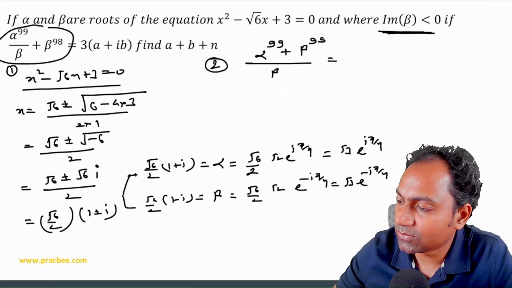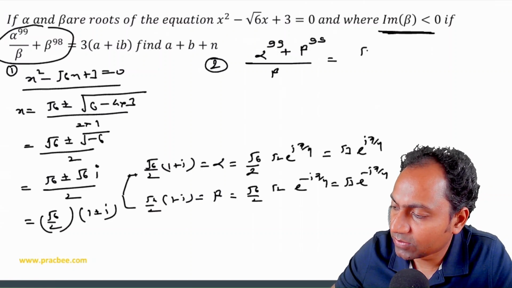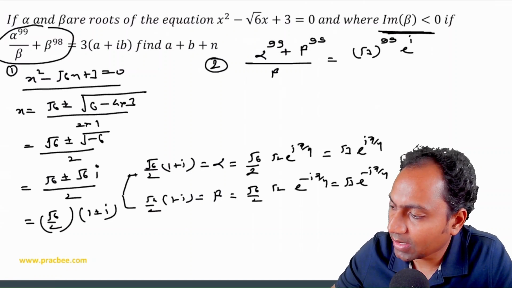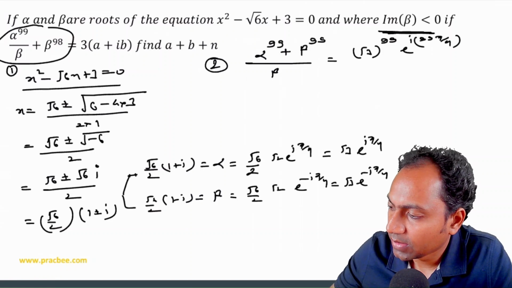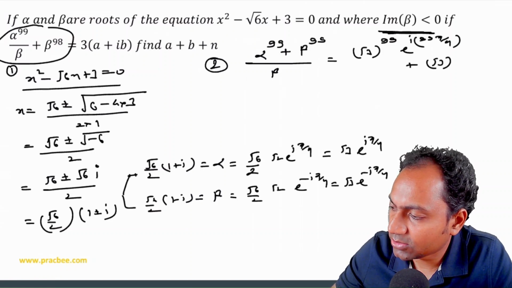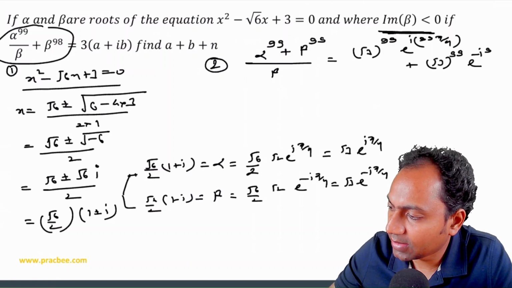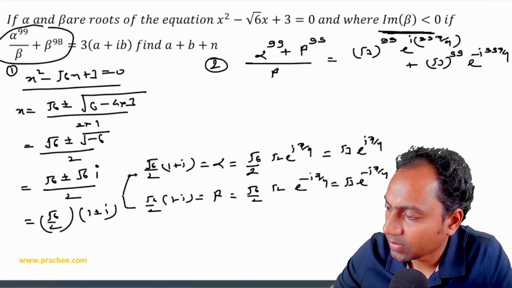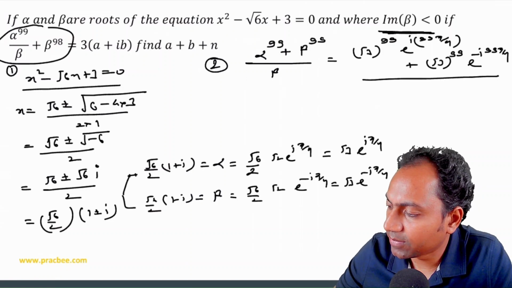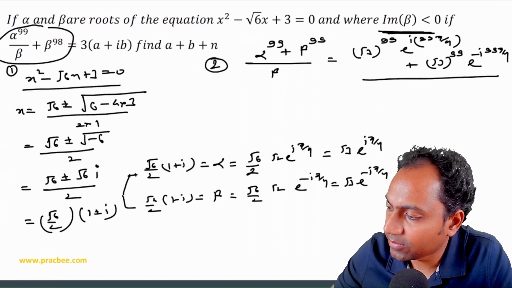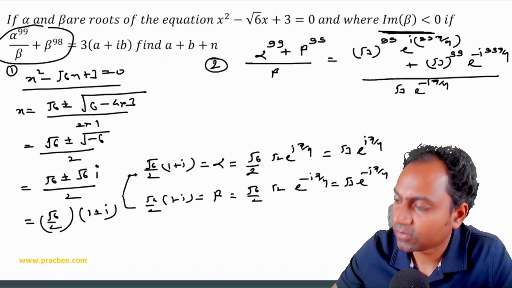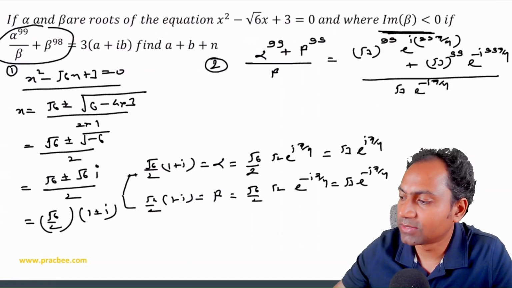So if I take this, we will see that this will become root 3 raised to the power 99, e raised to the power i 99 pi by 4. The second part becomes root 3 raised to the power 99, e raised to the power minus i 99 pi by 4. And the denominator becomes nothing but beta, that is nothing but root 3 e raised to the power minus i pi by 4. Now see how it turns out.